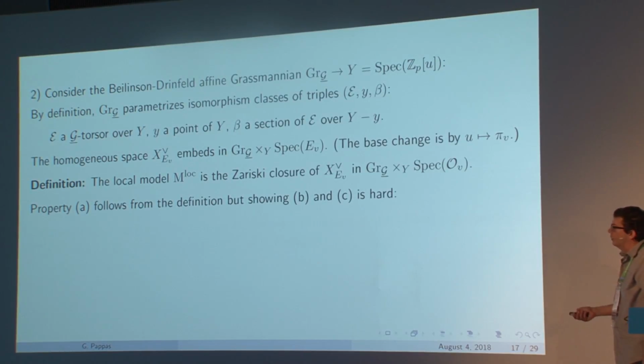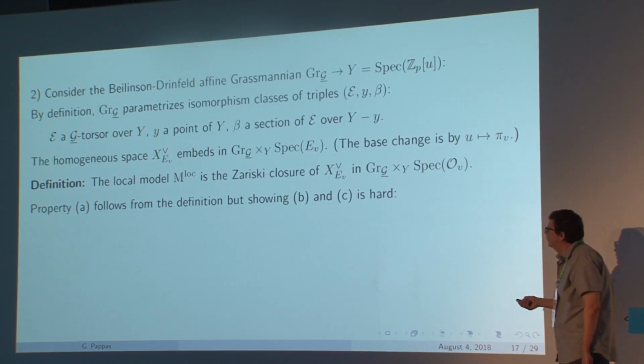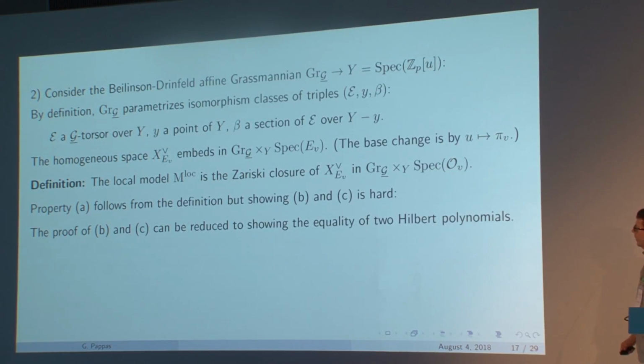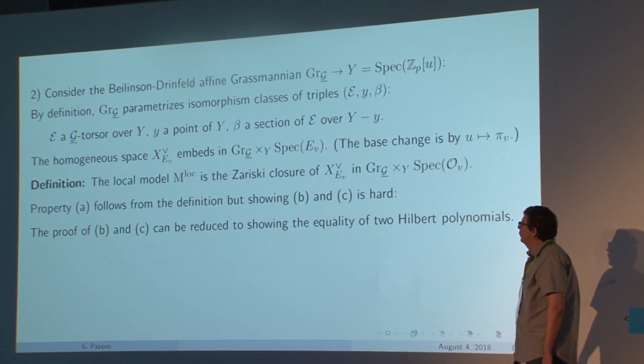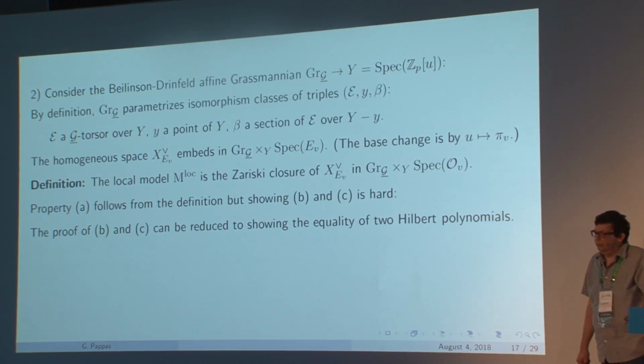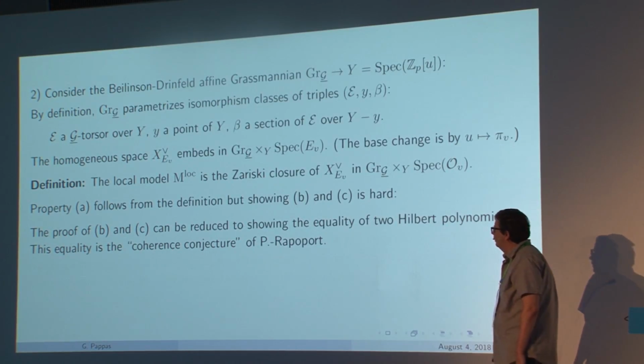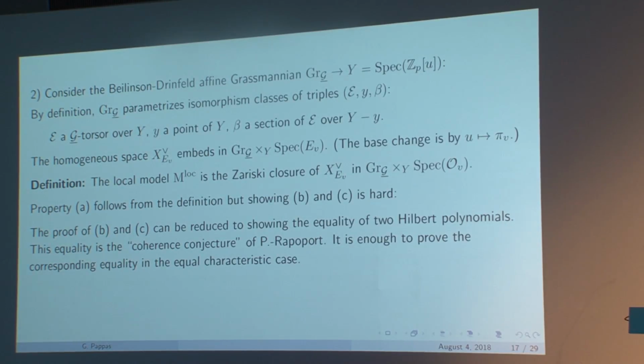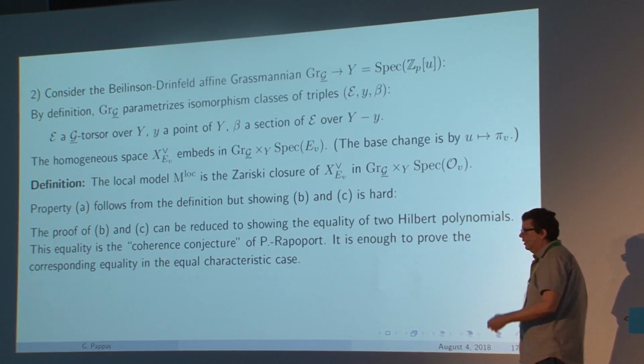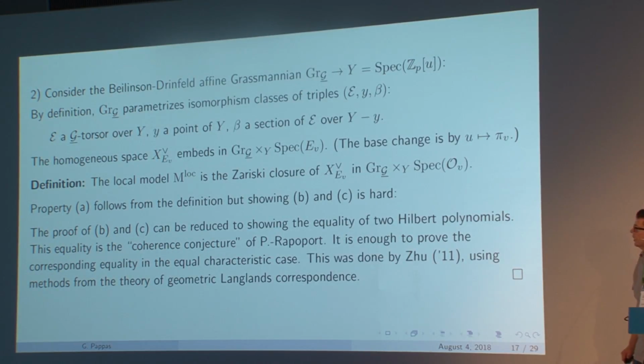So, for example, property A follows easily, because I take the closure of the generic fiber. But the other properties are quite hard. The way that this was proven is as follows. You have to check that two Hilbert polynomials are the same. These Hilbert polynomials are obtained by certain ample line bundles on this Beilinson-Drinfeld Grassmannian. And this equality was called the Coherence Conjecture, by myself and Rapoport. You can prove this in the equal characteristic case, where you just do a shift. And this was proven by Zhu using methods from the theory of geometric Langlands correspondence. So it's a complicated and difficult proof that involves a lot of ingredients.